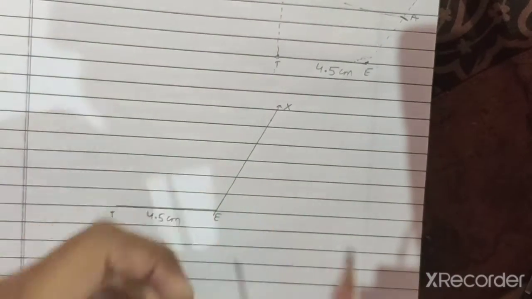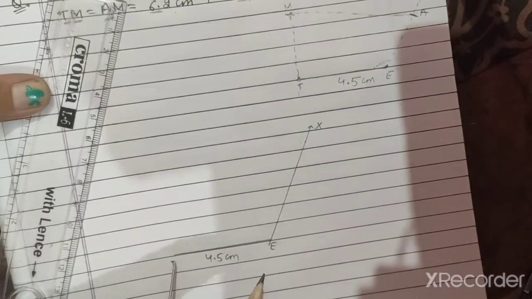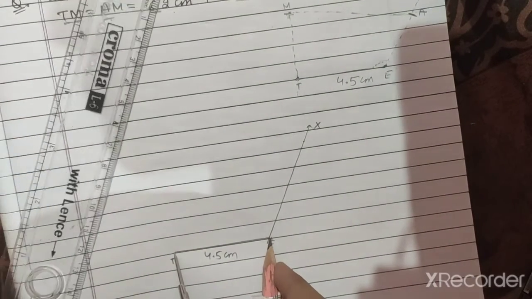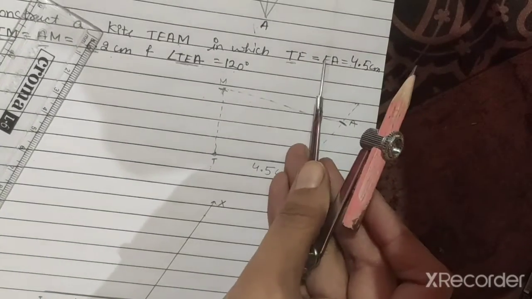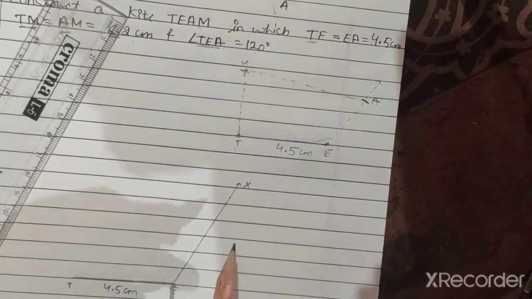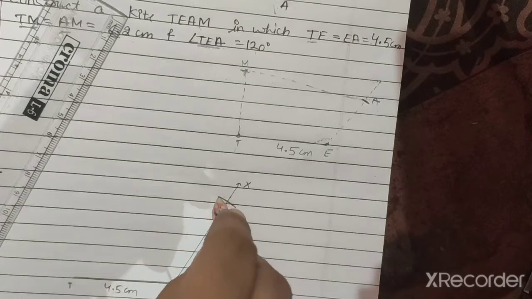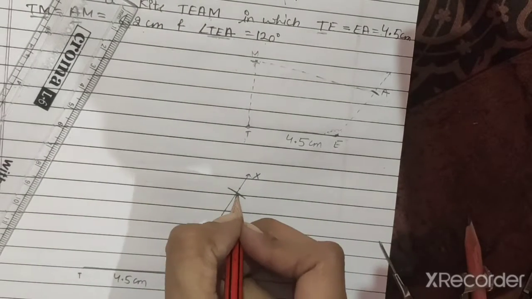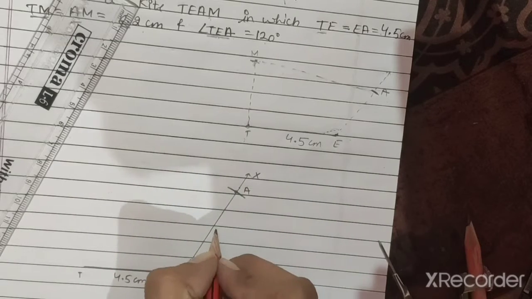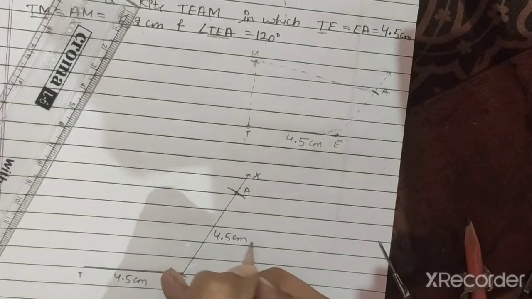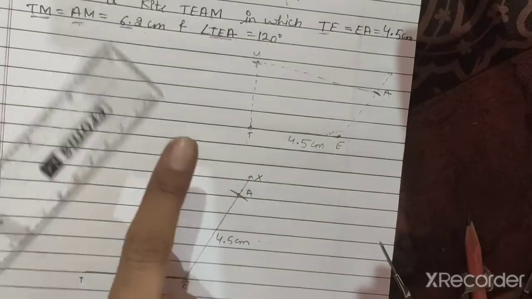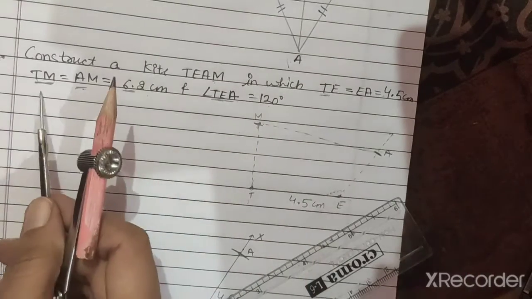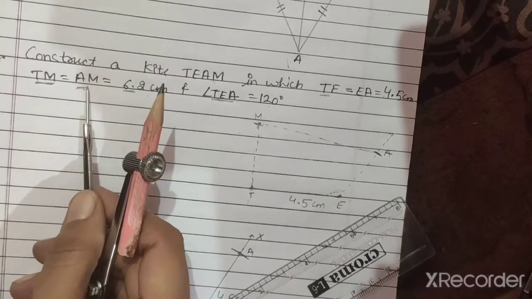Okay, now see that I have EA is equal to 4.5. So just open the compass for 4.5. Since this is 4.5, I can measure this directly from here. Right? EA is equal to 4.5. So taking E as the center, cut the arc of radius 4.5. So this will be A, and this EA is 4.5 centimeters. Now only one vertex is left, that is M. TM is 6.2, AM is 6.2.